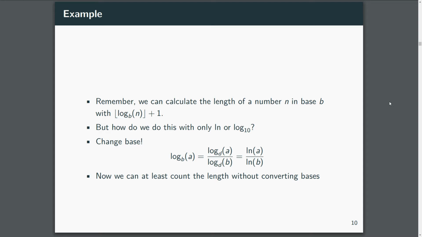So if we want the logarithm of a in base b, but we only have access to logarithm in base d, or the natural logarithm, then you just take the ratio of the natural logarithm of the number we're working with divided by the natural logarithm of the base you want. And now you can count the length without converting bases.